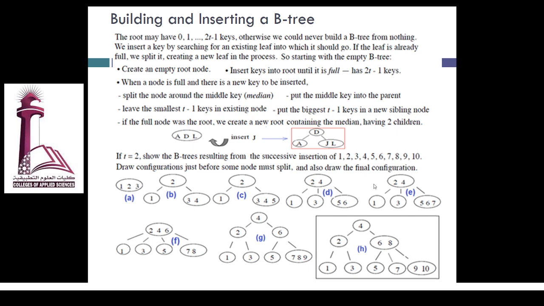Next we are going to insert 4. When you want to insert 4, there is no space because the node is full. How many keys maximum? 2t minus 1. So 4 minus 1 is 3. So a maximum of 3 keys are allowed, and it already has 3 keys. So you cannot insert 4.